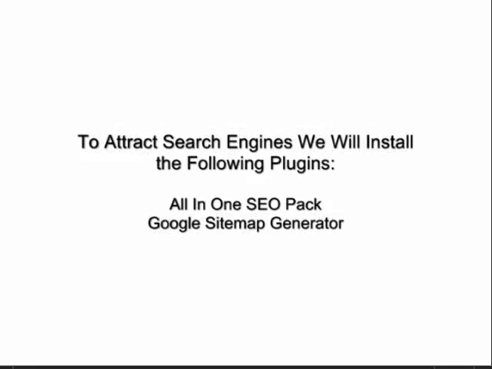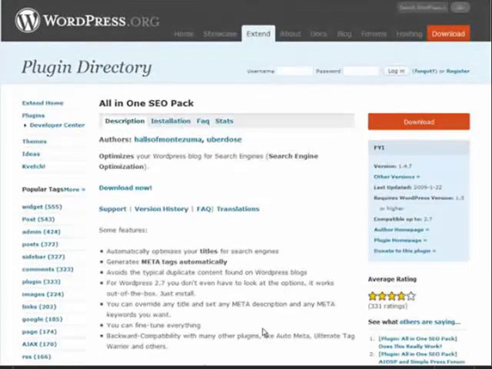The next thing we're going to do is install plugins. Plugins are standalone little programs that you can easily install into WordPress that will add some functionality to it. Now, to make the search engines come to our site easily, we're going to install two plugins, one called All-in-One SEO Pack and the other one called Google Sitemap Generator.